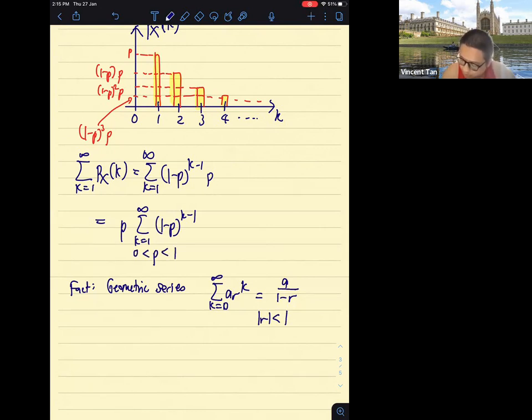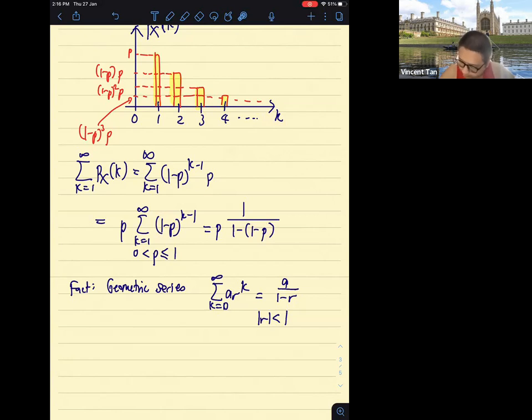So suppose p cannot be equal to 0. Then this series is absolutely convergent, which means that you can apply the formula. This one starts from 0, so more generally, you have the first term on top. The first term here, you put k equals 1, you recover 1, because 1 minus 1 is 0, and anything to the power 0 is 1. Then you have 1 minus r, where r in this case is 1 minus p.